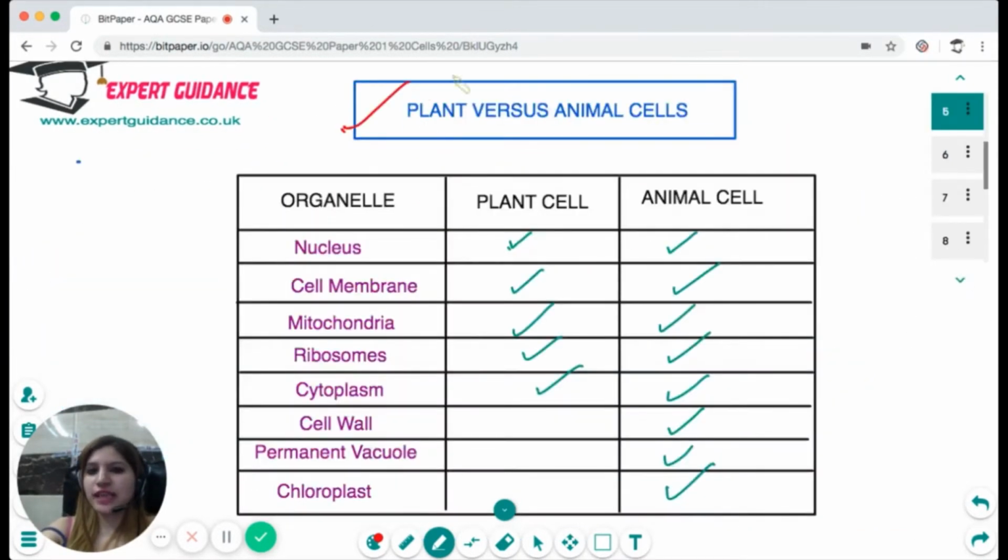So this is a table that summarizes the differences and similarities in both plant and animal cells. In the exam, they can ask you to give two similarities or two differences, so you should know both similarities and differences in both of these cells.